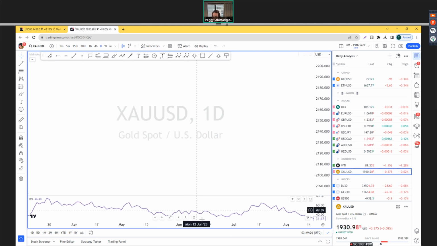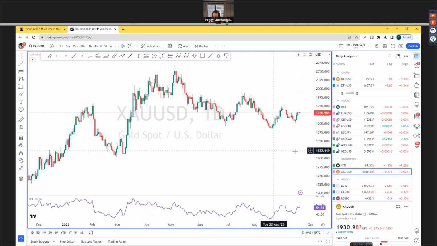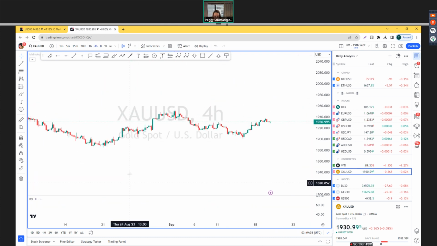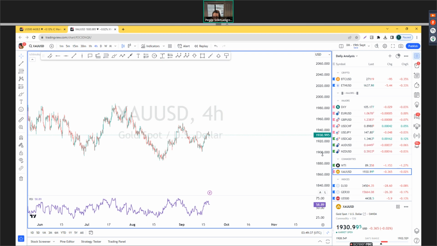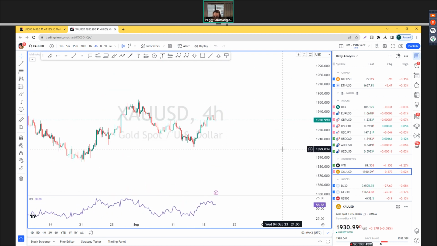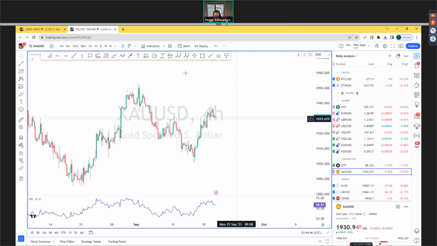Okay, let me go back to our goal. Since this is the daily time frame, right? Our head for... Any one of you have a position? I have a buy position for gold, because now it's already at the support level.